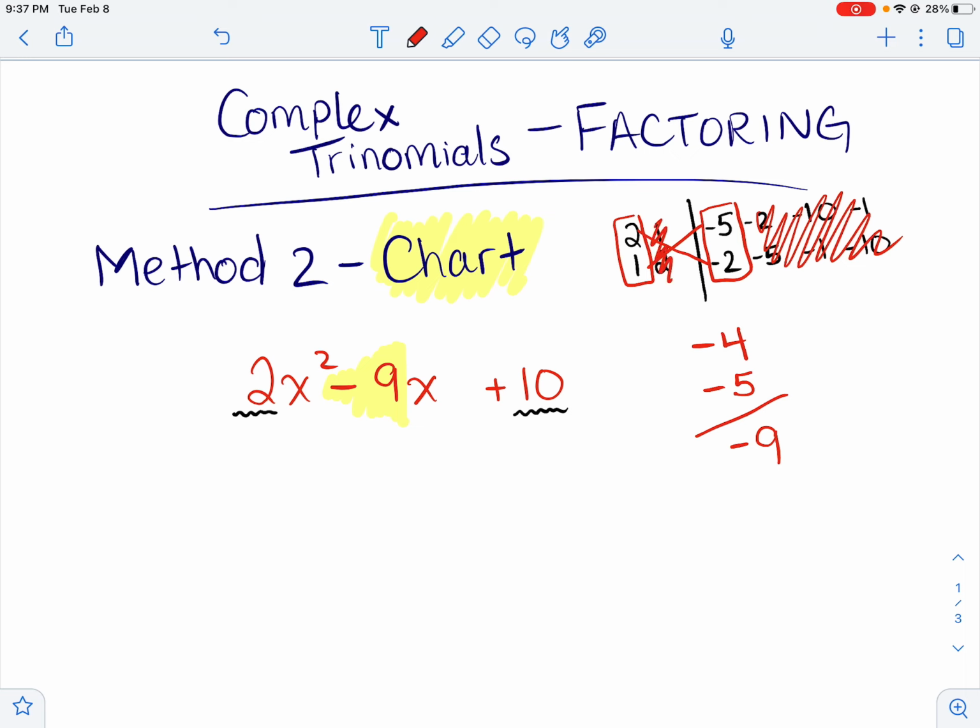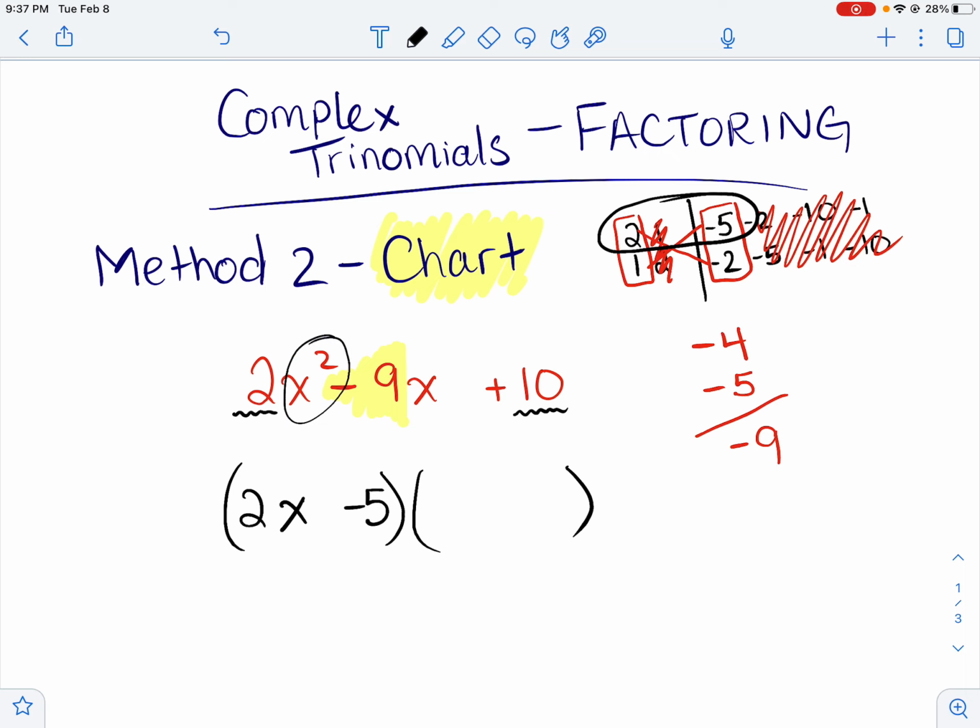So once we find our numbers, the way that we write them in brackets is straight across from left to right. So we would look at the top two numbers, 2 and negative 5. So we would set up 2 sets of brackets because we know that's what complex trinomials factor into. And the numbers are 2 and negative 5. And then we're going to just pop our x there since they have to multiply to x squared. And then we're going to take the bottom two numbers, 1 and negative 2, and I'm going to make this a 1x minus 2. And that's it. That's how you factor it using the chart method.